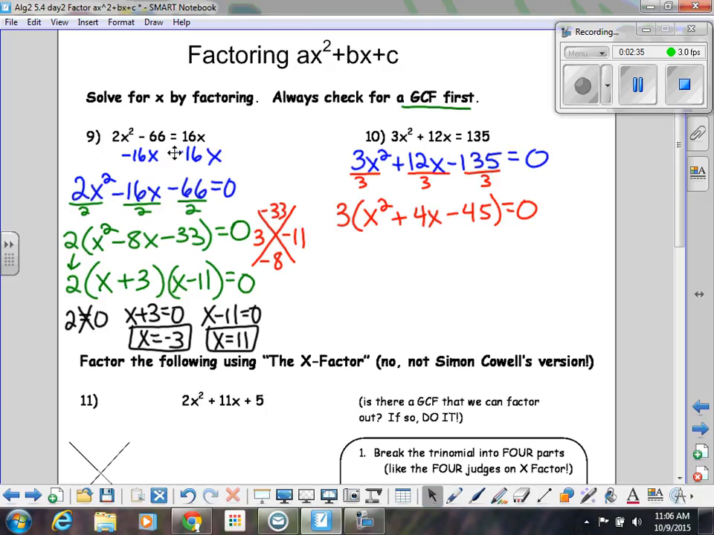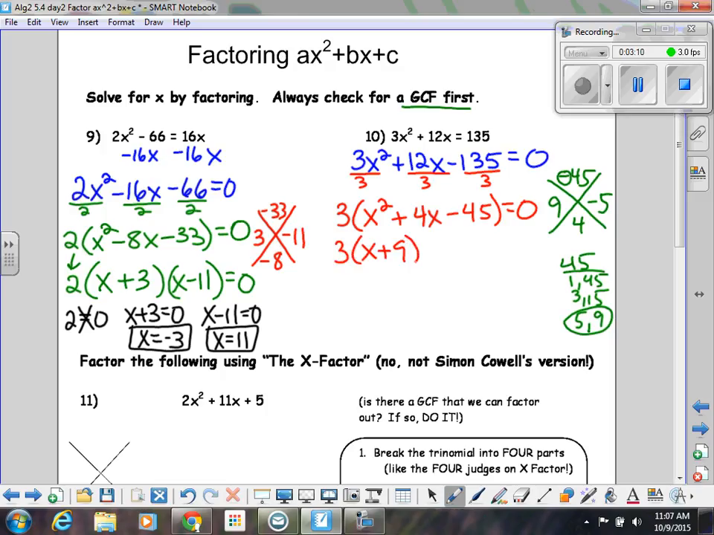So I'm going to set up my diamond, or my x factor. Negative 45 goes in the top, positive 4 goes in the bottom. And if I look at my factors of 45, I've got 1 and 45, 3 and 15, and 5 and 9. So the last ones are going to subtract to give me 4. Remember, I know I'm subtracting because the 45 is negative. So I want it to be positive 9 and negative 5, because 9 minus 5 equals 4. So now I can rewrite this. The 3 gets brought down, and I have x plus 9 times x minus 5 equals 0.